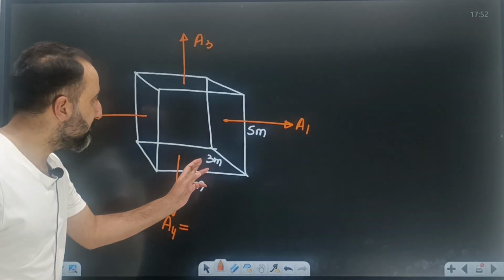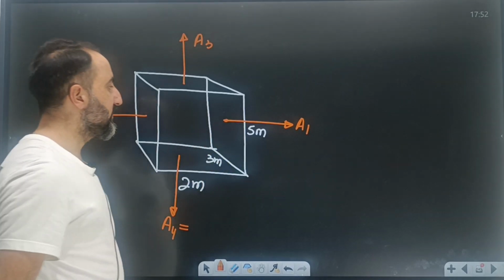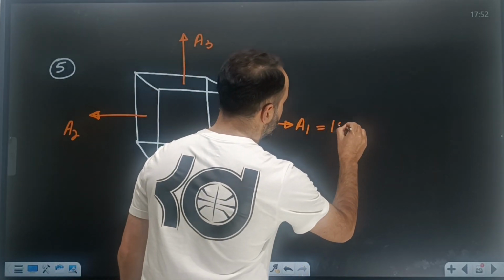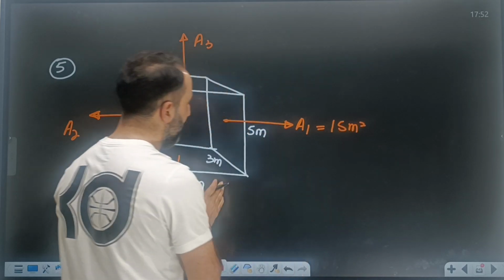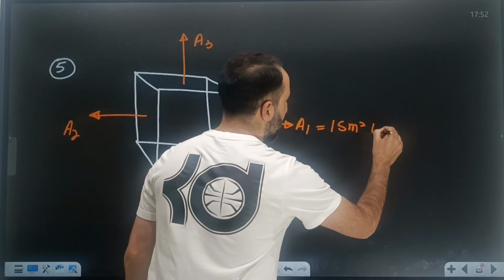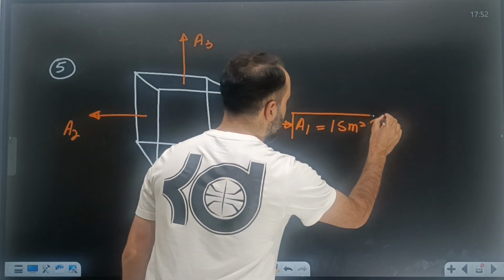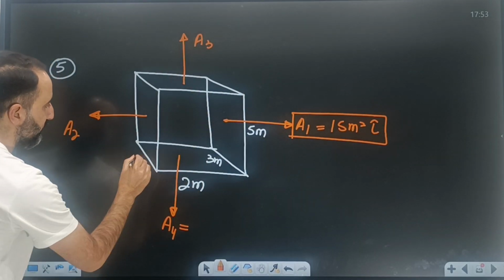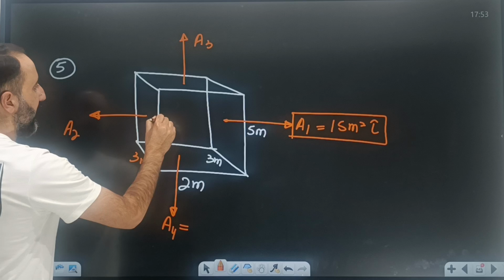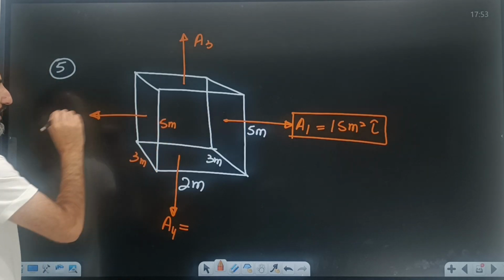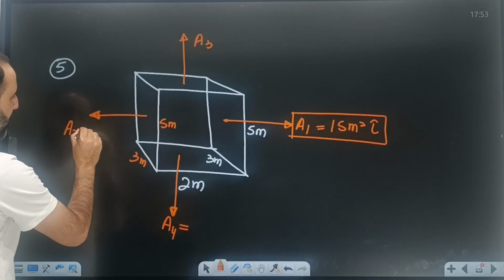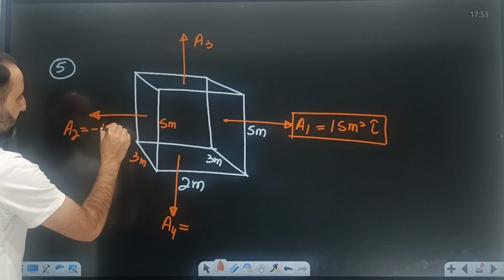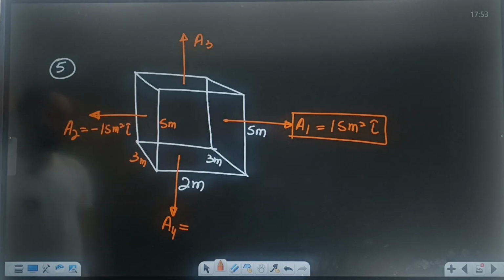First of all, tell me, 3 into 5 is what? That is 15. So area is equal to 15 meter square directed along the x-axis. So here I will write a unit vector, that is i. In the same way, for this side, this is 3 meter, so this will also be 3 meter, and this will be 5 meter. 3 5s are 15, so the area will be minus 15 meter square into i.